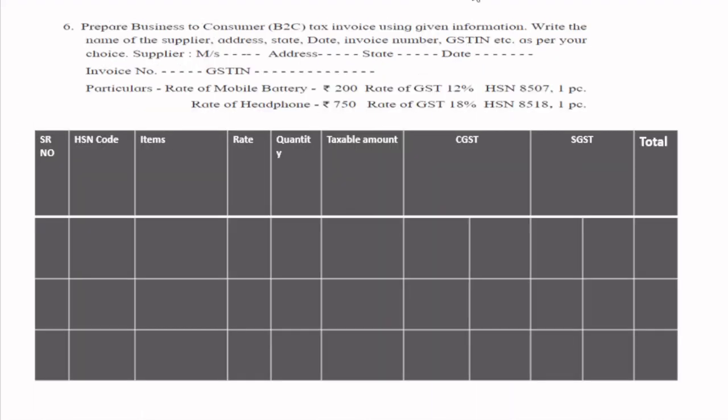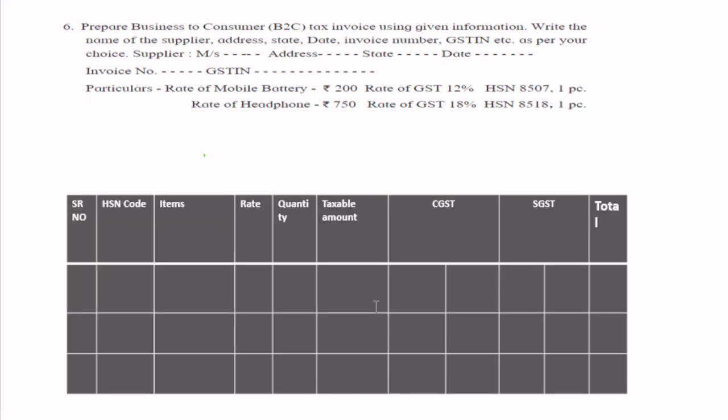Next question says: prepare a business to consumer tax invoice using the given information. Write the number of suppliers, name of suppliers, address, state, date, invoice, GST, etc., as per your choice. You can use your choice for invoice and date, but you have to show the particulars of mobile, battery, rate and everything in the invoice.